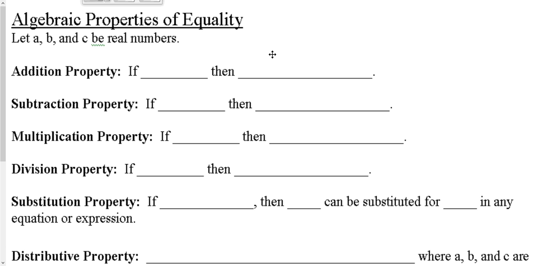So the addition property is if A equals B, then A plus C equals B plus C. So if we know A and B equal each other, we know if we add the same number to each of those, they're still going to be equal. So A plus C equals B plus C because we know A and B equal each other and C is the same.